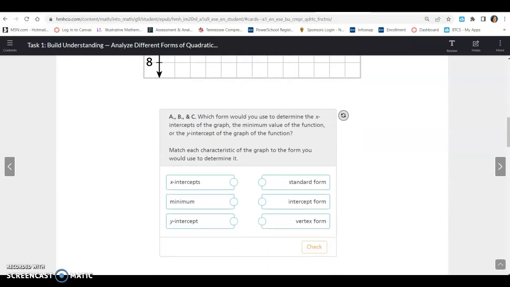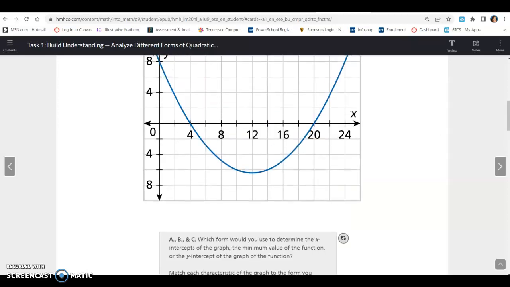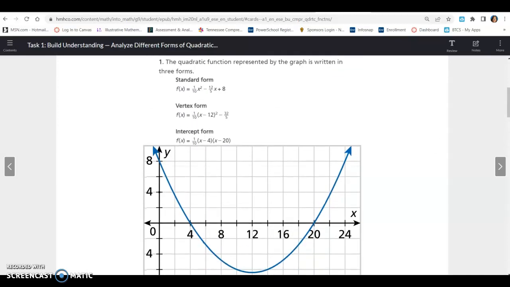And it says, which form would you use to determine the x-intercepts of the graph, the minimum value of the function, or the y-intercept of the graph? Match each characteristic of the graph to the form you would use to determine. All right, so if you look at this, the intercepts, x minus 4 is going to cross at 4, and x minus 20 crosses at 20. So 4 and 20, your intercepts, come from intercept form.